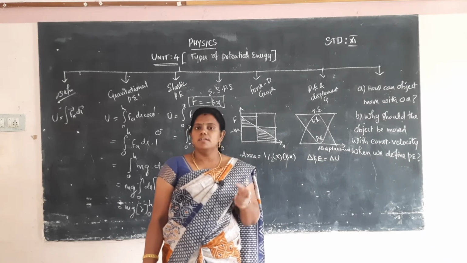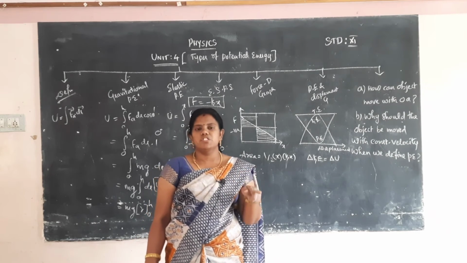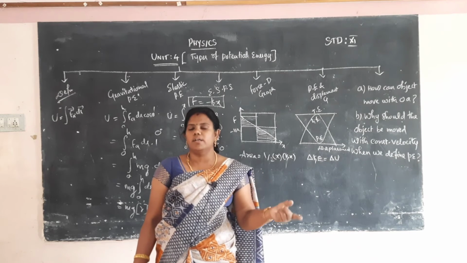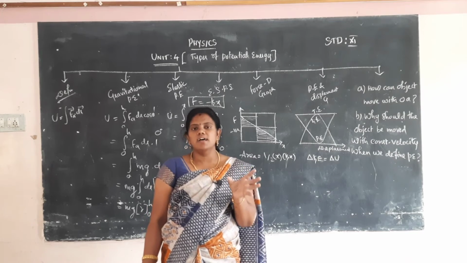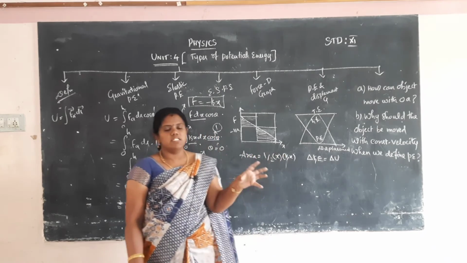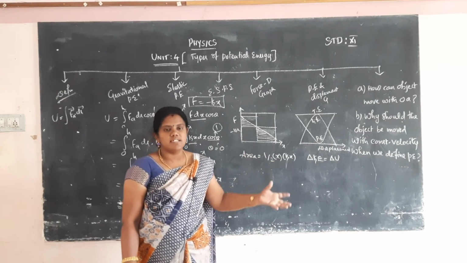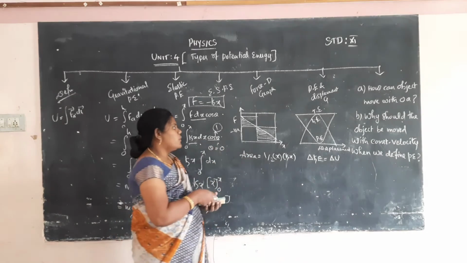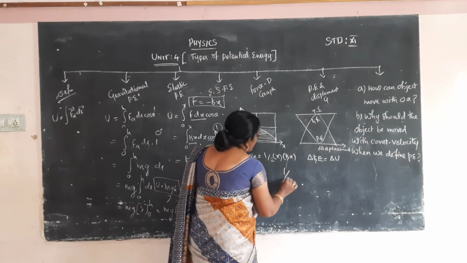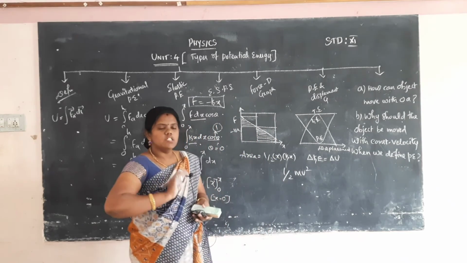Due to the work-energy principle, kinetic energy would change when work is done, but here that is not the case. So potential energy does not impact the kinetic energy, and the kinetic energy is not changed. Kinetic energy will be constant. What is the formula for kinetic energy? Half into m into v square. Kinetic energy is not changed.